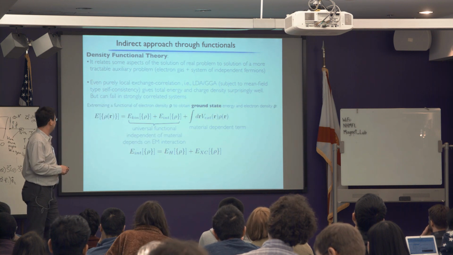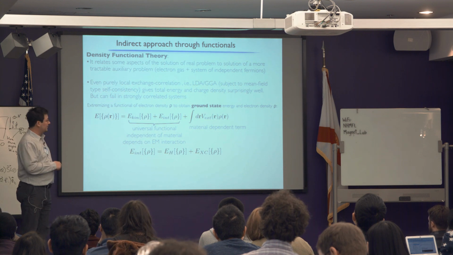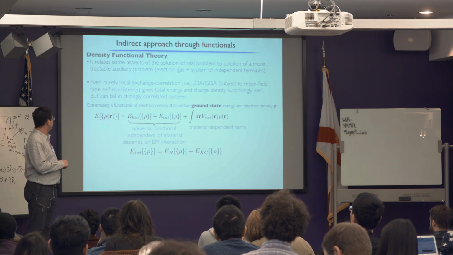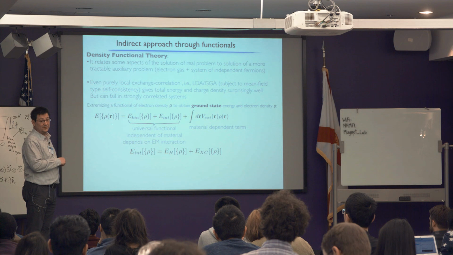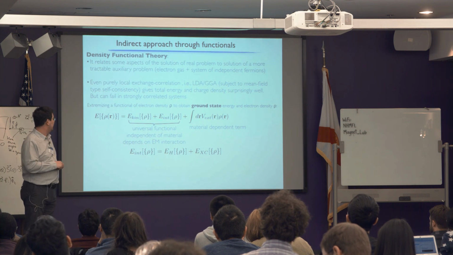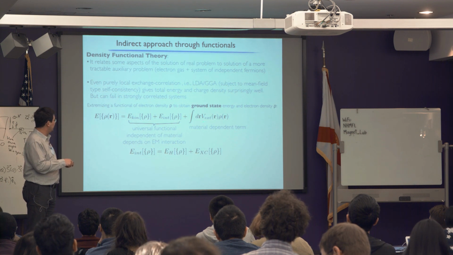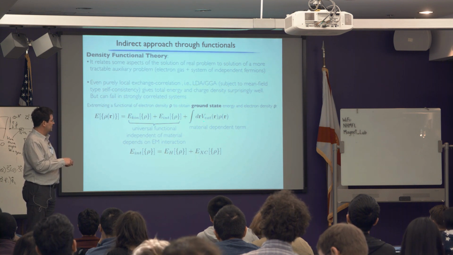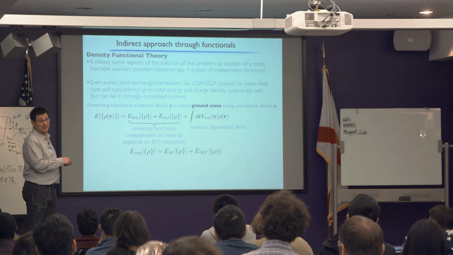Really well. So what do I mean with that? Well, as you probably know, in density functional theory, you write a functional of total energy, which is a function of charge density, and then you write this in terms of a material dependent part, which has to do with the place where the nuclei are, isn't it?